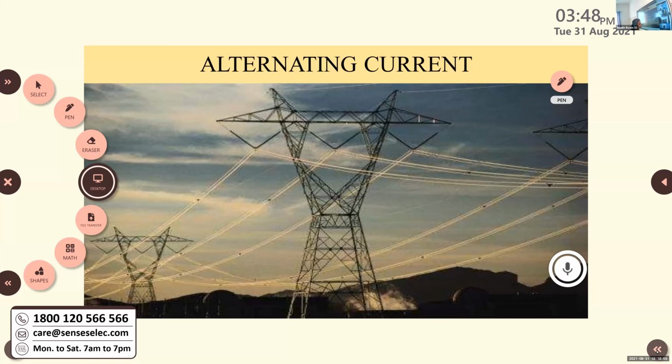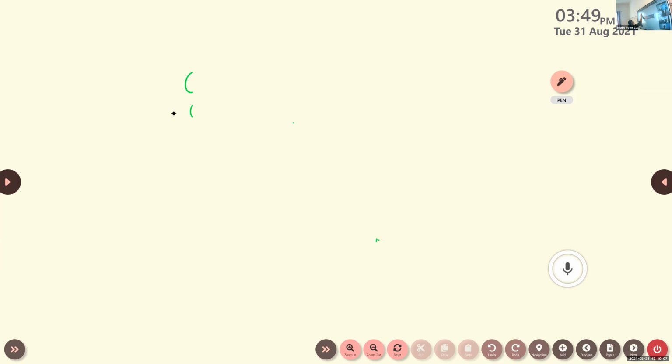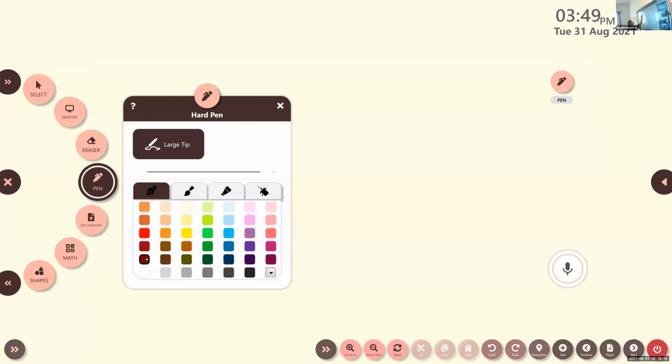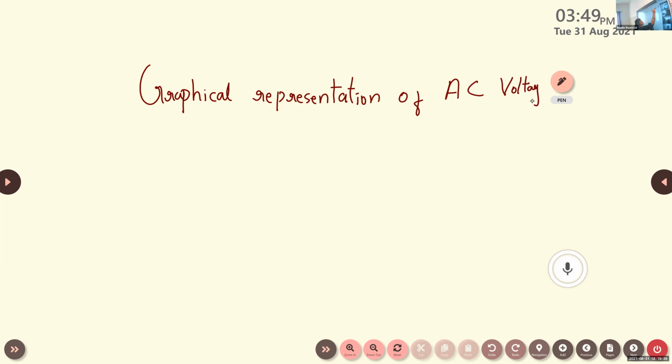So all of you write the next heading: graphical representation of AC voltage through resistor.